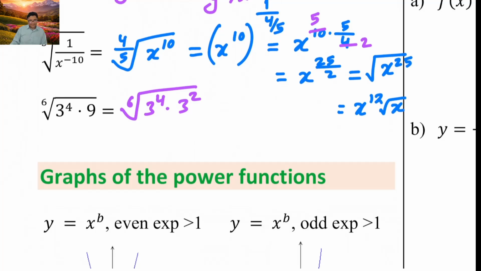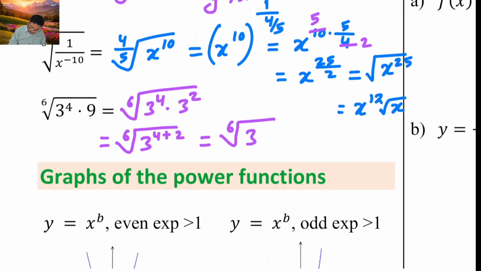3 squared, right? Now, if you have the same base 3, you can add those exponents, 4 plus 2. So this is basically sixth root of 3 to the 6. Cancel it. That's 3.